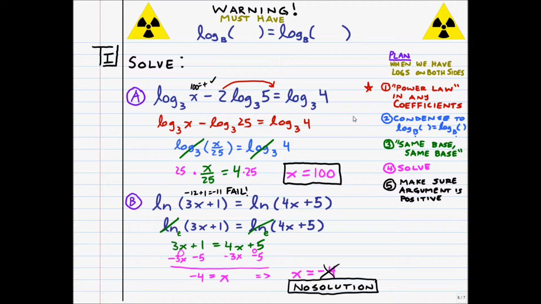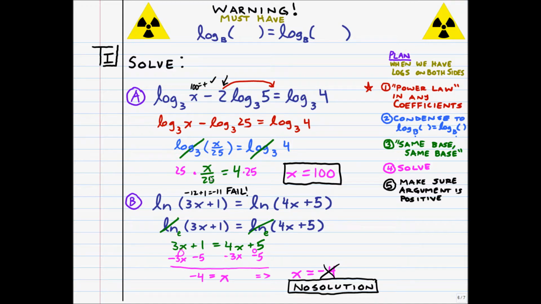Sorry about that. So looking at this guy, first thing that I notice is, bam, right there, I see a 2 in front of the log. That means that I'm going to have to use the power law to bring it in. Bringing that 2 up, I get log base 3 of 5 squared, which is log base 3 of 25. Next step, I've still got to condense because I've got 2 logs on the left side. If I use the log laws with the minus sign, I can make that into log base 3 of x over 25. It's all going to be equal to log base 3 of 4, and of course that's great because we get the same base, so we just slash them right out of the way.